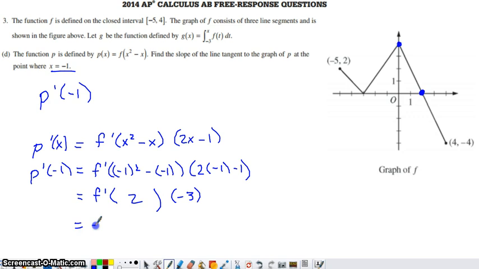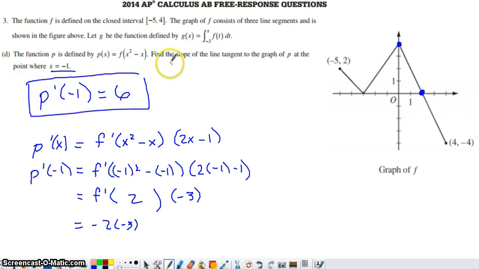So we're looking at -2 times -3, and p prime of -1 is going to end up being +6. And that's it for part D, I believe. Yeah, it doesn't ask us for the equation of the tangent line, just asks us for the slope. So there it is.